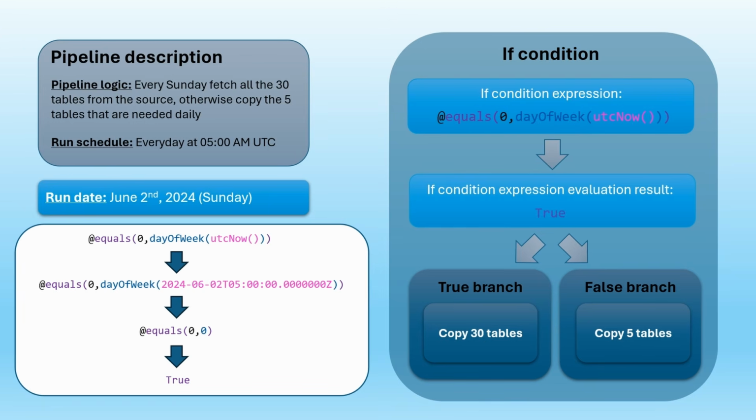This means that our if condition will then run the activities in our true branch, and in the context of this example, copy those 30 tables from the source.